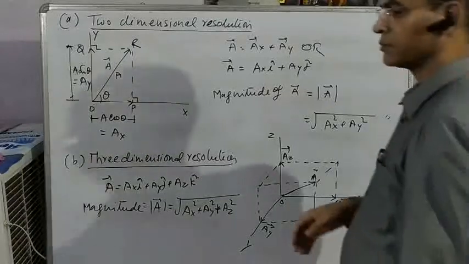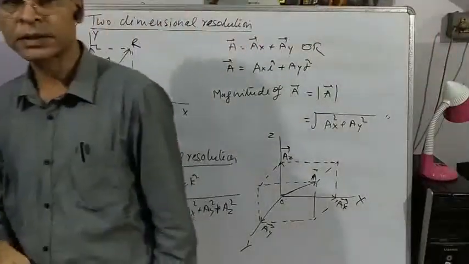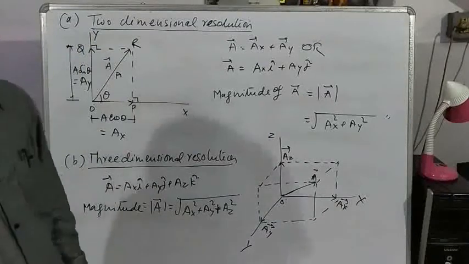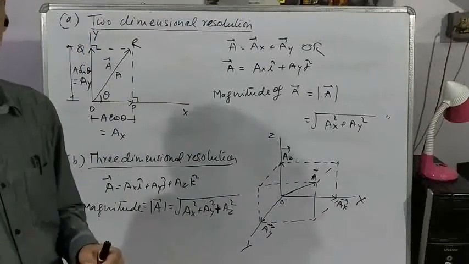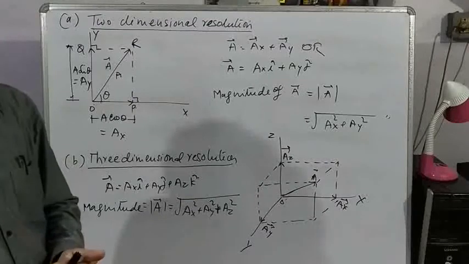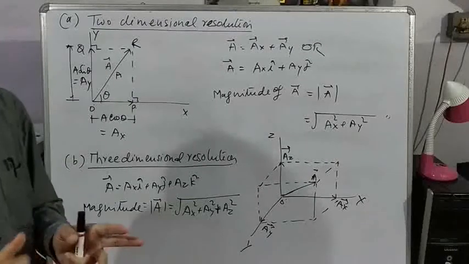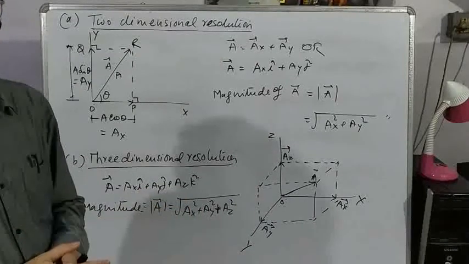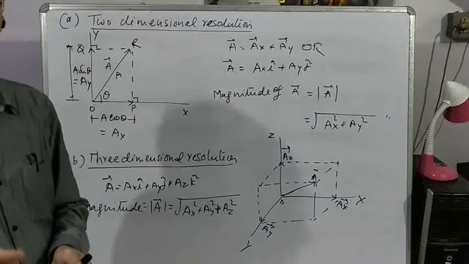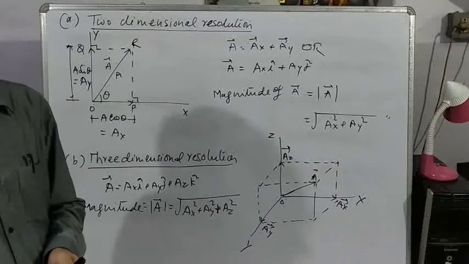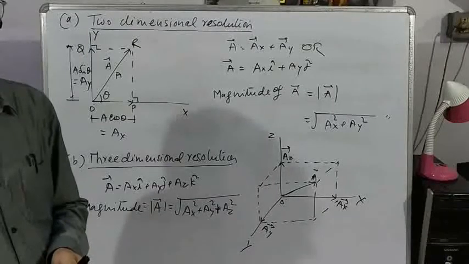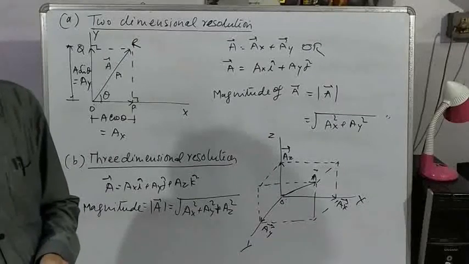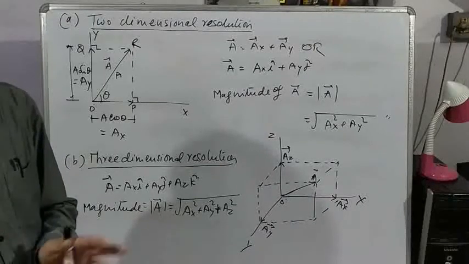So students, let us understand resolution. First, what is the significance of resolution? What exactly does resolution mean? A vector quantity can have influence in different directions simultaneously. The effect of a vector in a particular direction is called the component of that vector in that direction. This component we are going to find.